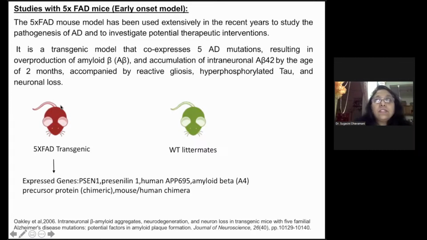This mouse model of Alzheimer's disease has been used extensively in recent years to study the pathogenesis of Alzheimer's disease and to investigate potential therapeutic interventions. It is a transgenic model which co-expresses five AD mutations, resulting in the overproduction of amyloid beta and accumulation of intraneuronal amyloid beta 42 by the age of 2 months. Since our primary goal is to evaluate the potential benefit of dietary omega-3 to prevent or delay the development of Alzheimer's disease, and this model resembles human disease in several aspects, that is the reason we have used this model for the Alzheimer's disease study.